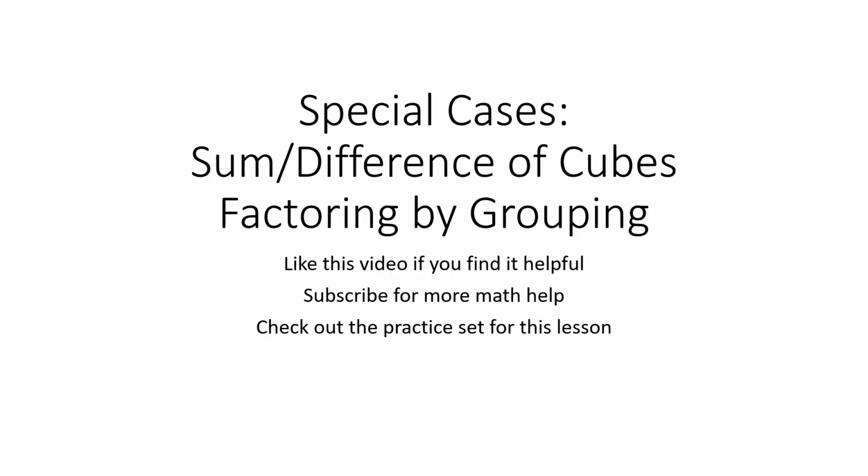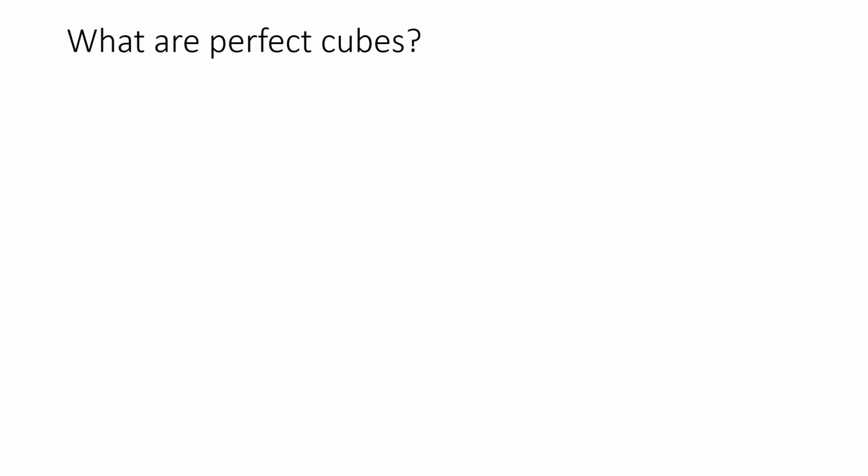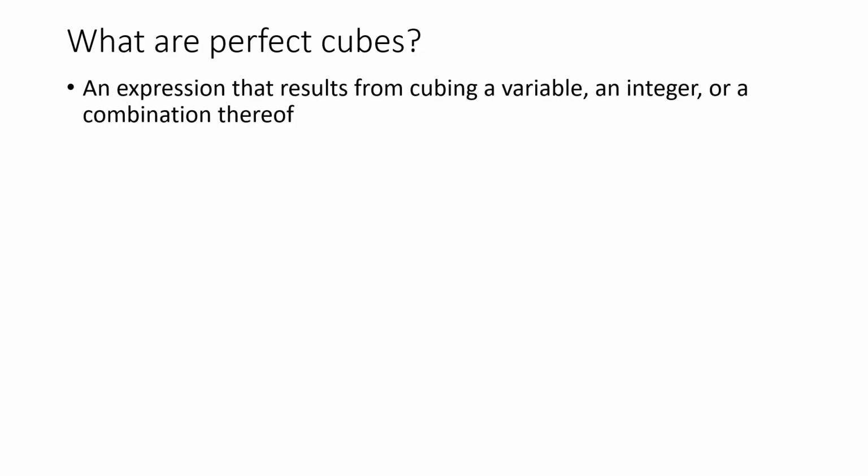For this lesson. Now, getting into the sum and difference of cubes, we want to establish what perfect cubes are. They can be defined as an expression that results from cubing a variable, an integer, or some combination thereof. So some combination of variables and integers, and you raise them to the third power, and the result is something that we call a perfect cube.